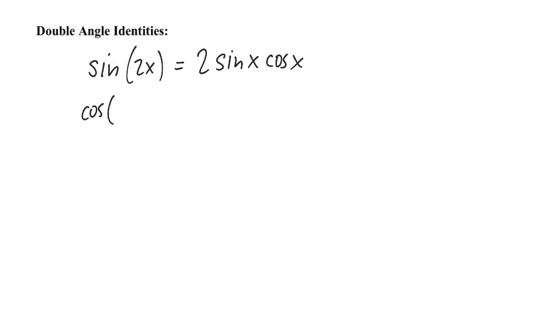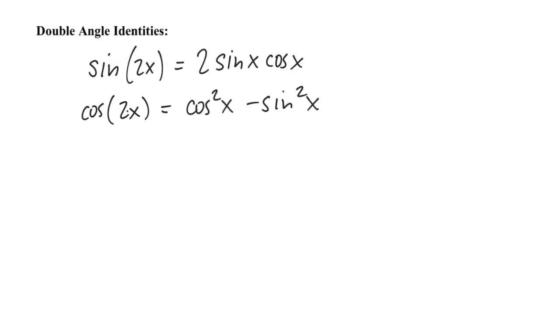Okay, the final set of identities that we're going to learn here in pre-calculus are called the double angle identities. They're called the double angle identities because they deal with, let's just say, sine of 2x, and sine of 2x is going to equal 2 times sine of x times cosine of x. Now, there is also a double angle identity for cosine of 2x, and cosine of 2x is going to equal cosine squared x minus sine squared x.